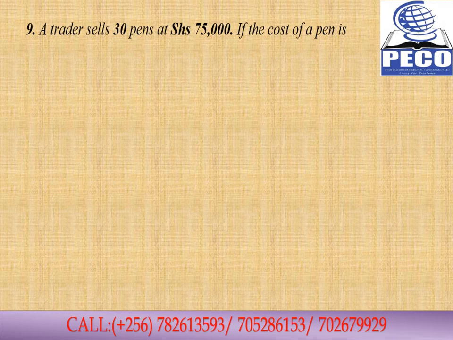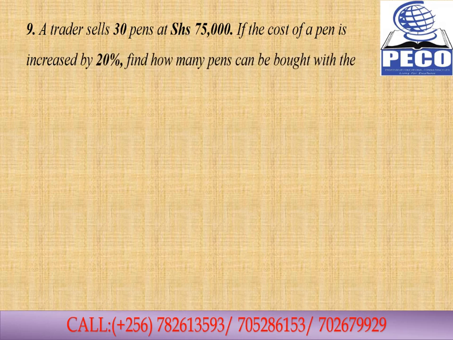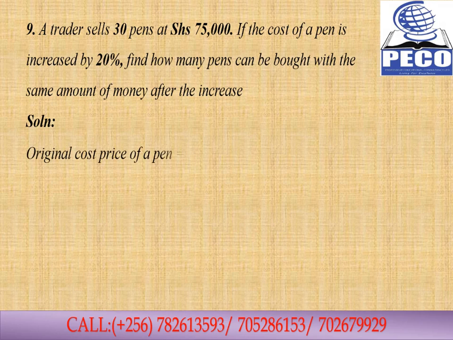Question 9. A trader sells 30 pens at 75,000. If the cost of a pen is increased by 20%, find how many pens can be bought with the same amount of money after the increase. So we need to find out what was the original cost of a pen. Originally, 30 pens were costing 75,000.